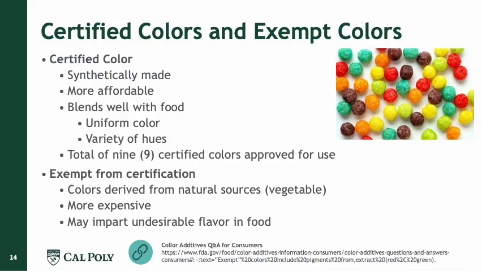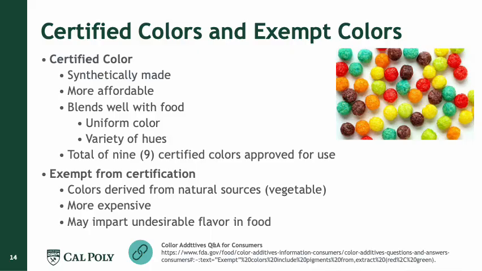If you want to know more about which colors they are, you can take a look at this link, which is color additives questions and answers for consumers. These colors are the ones that have the numbers, like yellow number 5, red number 40, and so on. These are the certified colors, and they are certified because each batch of these artificial colors has to be certified and approved by FDA before it goes to the market.